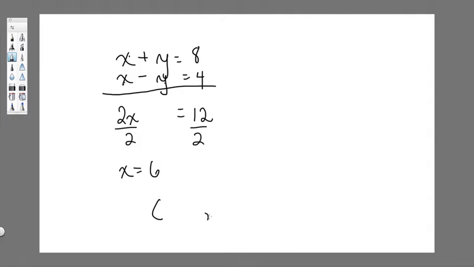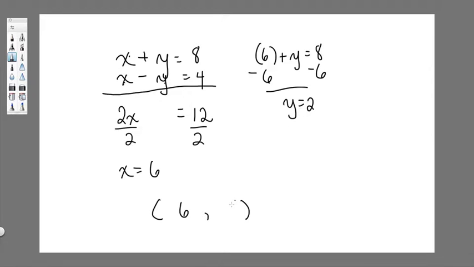So remember my answers are going to be in an ordered pair. The 6 comes where the x is. So now I'm going to substitute it in. I can substitute it into either equation. In fact, I'll do both just to show you. If I put in the first equation the 6 where the x is, and then I'm going to solve it for y. The inverse of a positive 6 is a negative 6. So I get y equals 2.